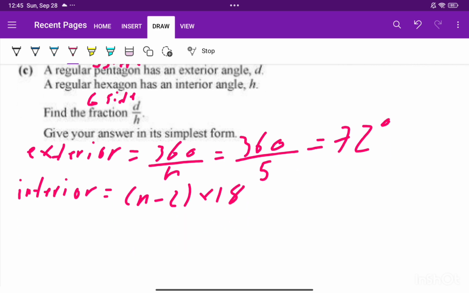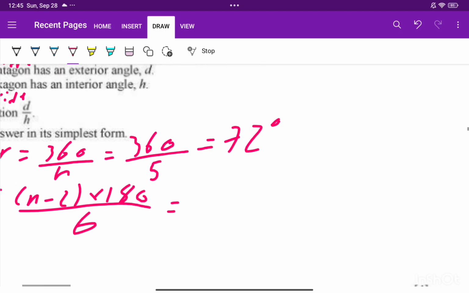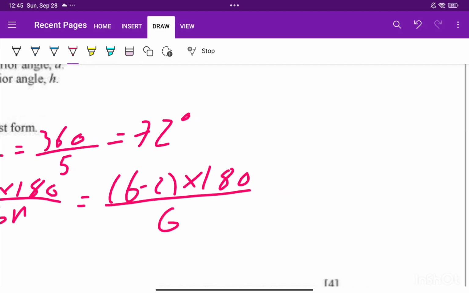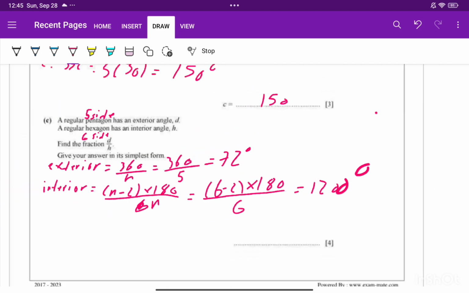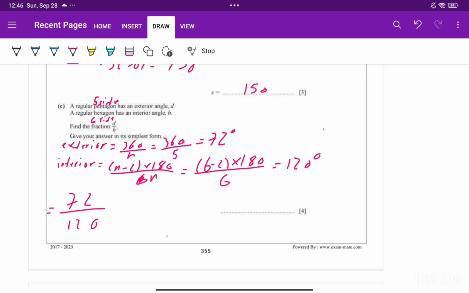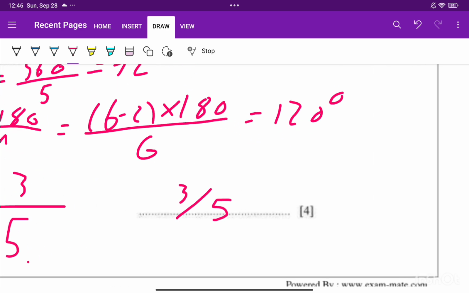Divide by n. n is 6. So 6 minus 2 multiplied by 180 divided by 6. So the answer will be 120 degrees. Okay, now we have to write it in fraction form. So 72 divided by 120. But we need to give the answer in simplest form. So dividing by 24, the answer is 3 upon 5. The answer is 3 upon 5.